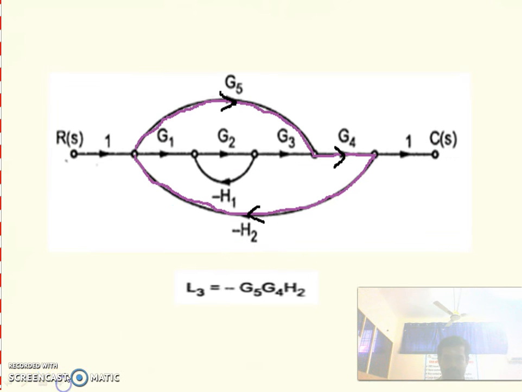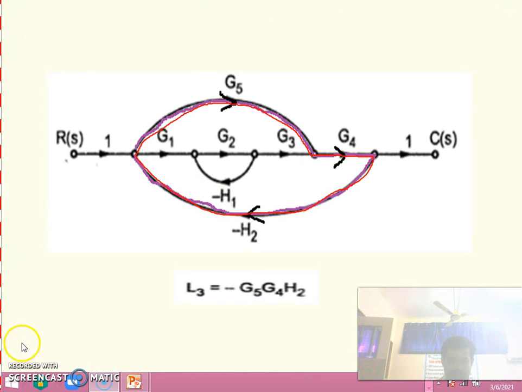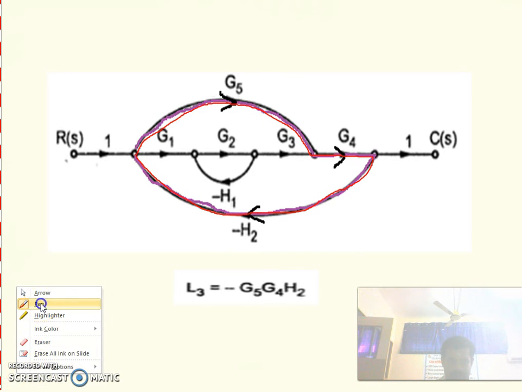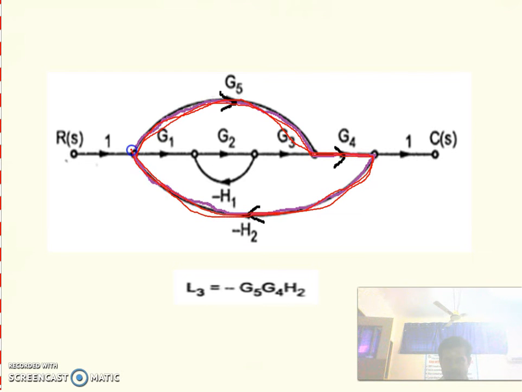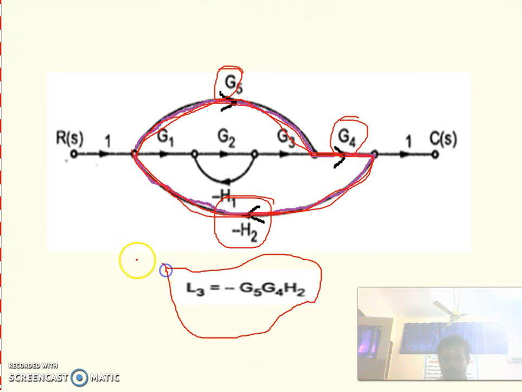Now we are going to see the next loop. This is the next loop. It is starting at this point and, after traveling, it is reaching the same node. What is the gain? G5 into G4 into minus H2. This is the loop gain of the third individual loop. Okay.